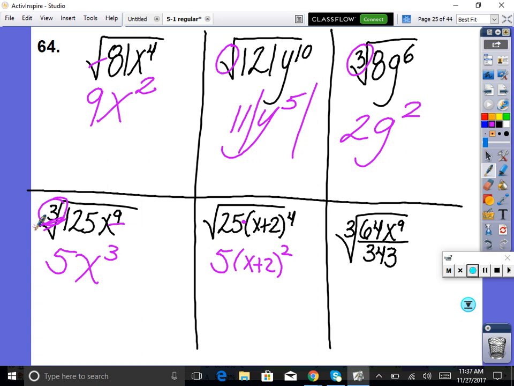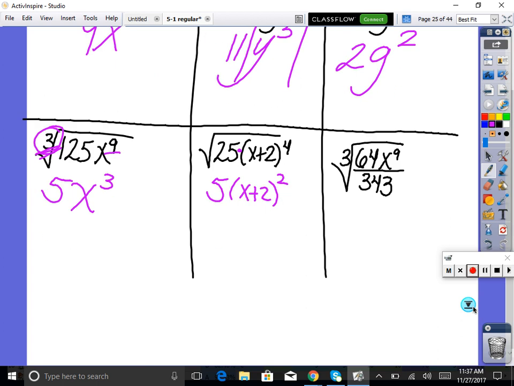Never changes. Okay, look at this one. Even root, odd exponent, nope. Good to go. Moving on. This is the square root, right? We don't need absolute values because it's an odd root. We didn't add absolute values. The cube root of 125 is 5. And then the cube root of x to the 9th is x cubed. So that's our answer.